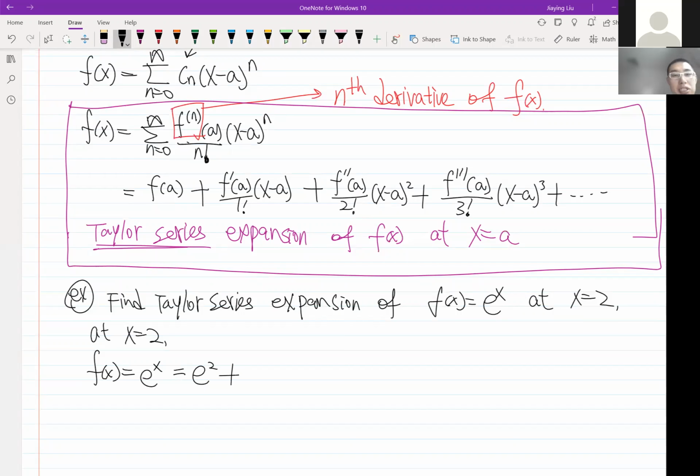Now, plus the second term, when n equals 1. That will be f prime of a. What is f prime, first of all? Note f of x equals e to the x. f prime was also e to the x. So f prime of a is just e to the a, and the a in this case is 2, so we get e squared. That's f prime of a. We get e squared, divided by 1 factorial, which is just 1, and the x minus a is x minus 2.